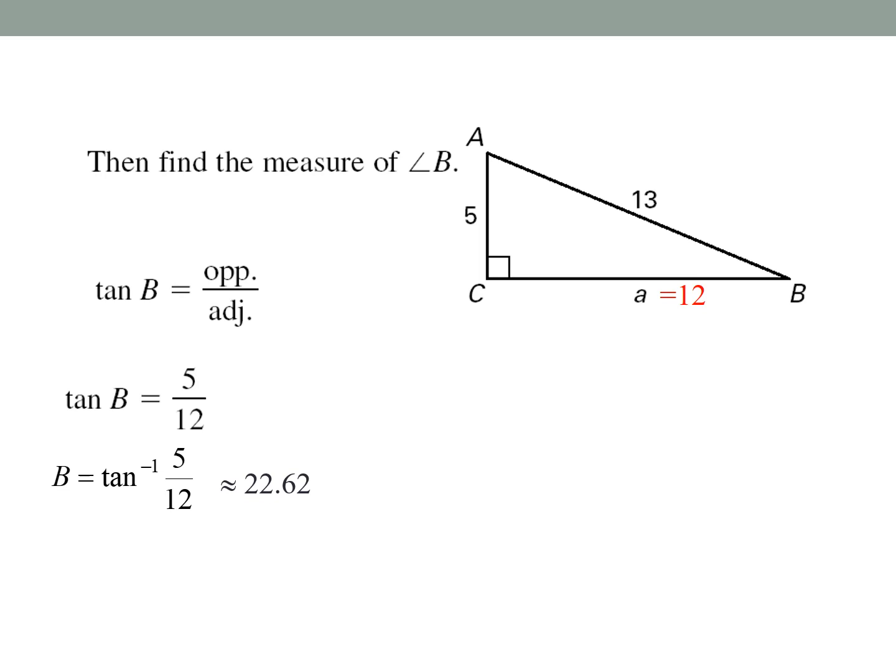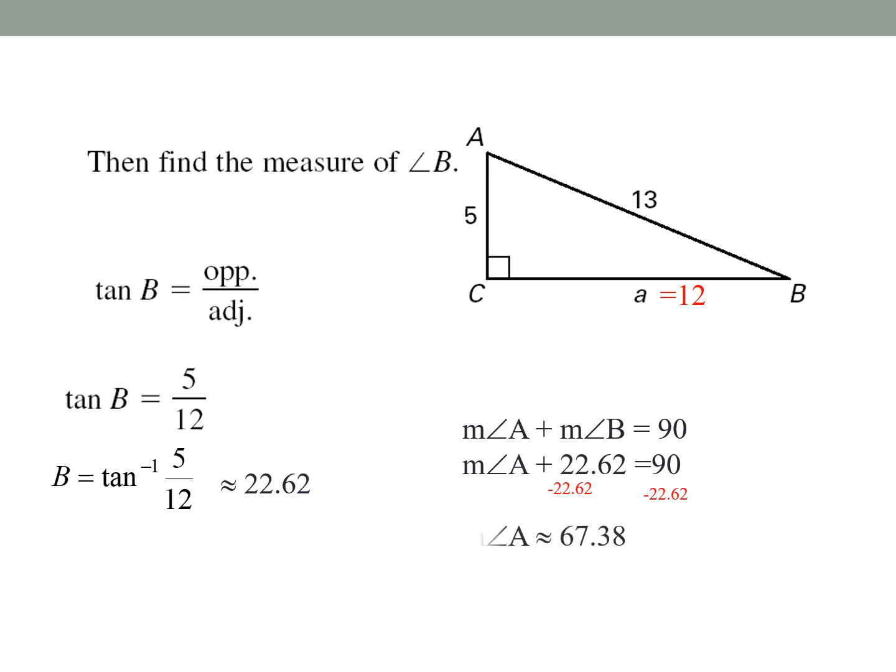To find angle A, as we mentioned before, both angles A and B are complementary. The measure angle A plus measure angle B equals 90 degrees. By substituting, measure angle A plus 22.62 equals 90. By subtracting 22.62 from both sides, the measure angle A equals 67.38. This was the last point of today's lesson.